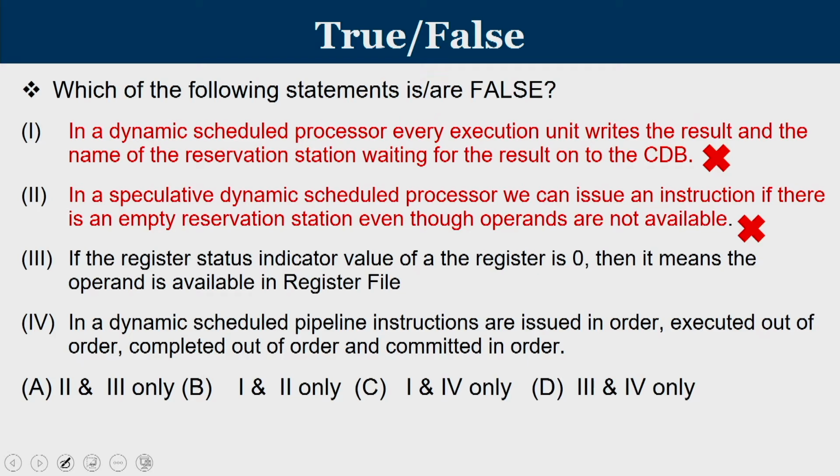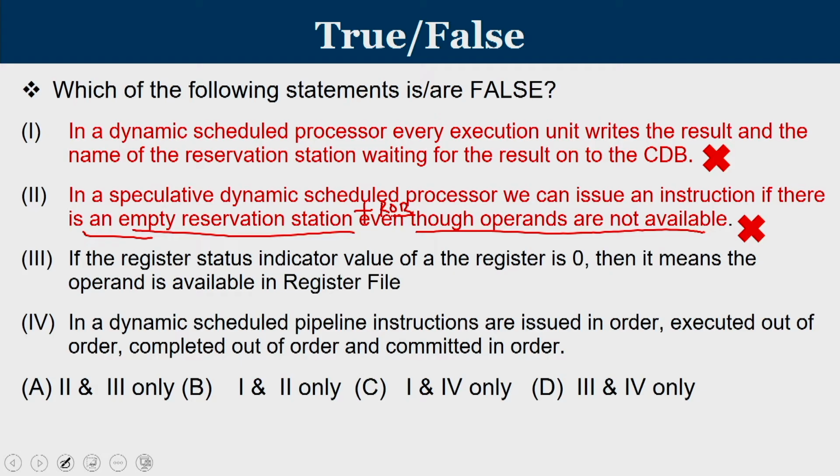So, the statement that in a speculative dynamically scheduled processor we can issue an instruction if there is an empty reservation station, even though operands are not available, is not correct, because we can issue only if there is an empty reservation station plus a reorder buffer entry. Only if both are there can we say that statement is true. Moving on to the next one.